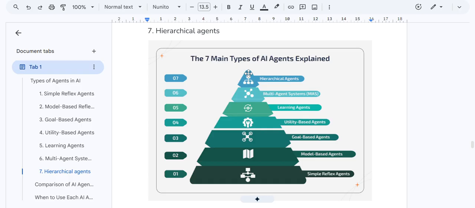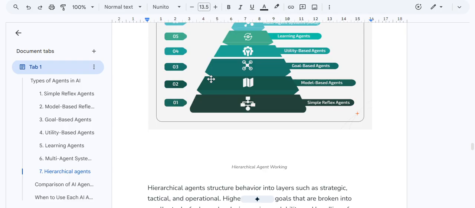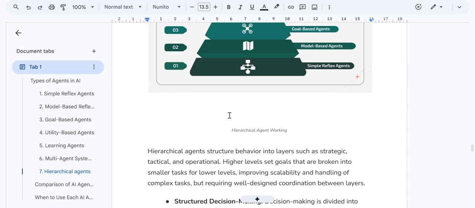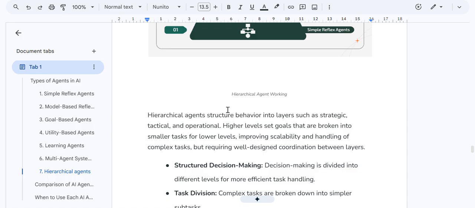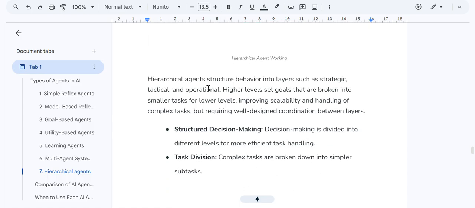in the downside, other agents are working. Like Jarvis, one agent sends data to another agent, then the third agent, fourth agent, fifth agent. So it works like a hierarchical structure. The hierarchical agent structure organizes behavior into layers, such as strategic, tactical, and operational. Higher levels set goals that are broken into smaller tasks for lower levels, improving scalability and handling of complex tasks, but requiring well-designed coordination between layers.